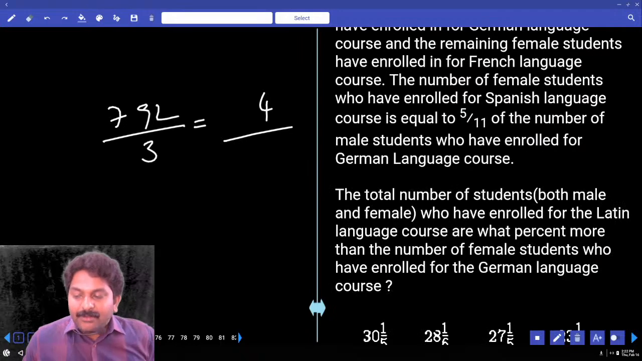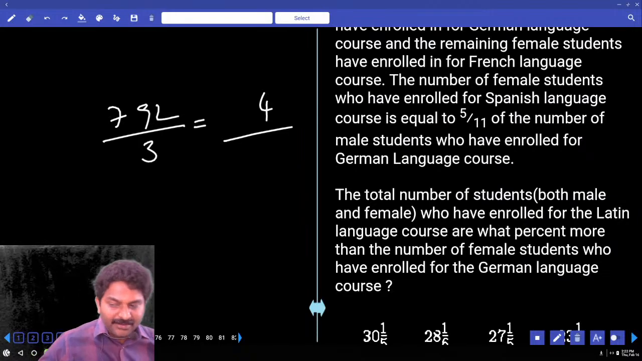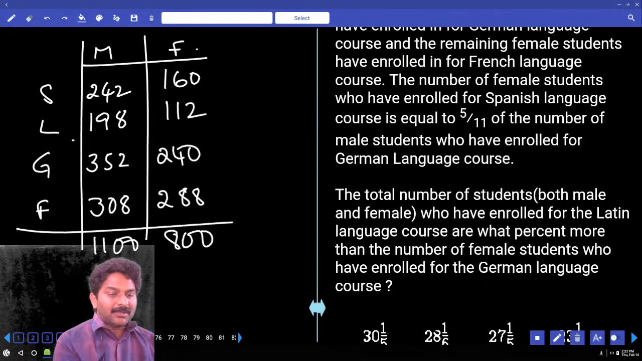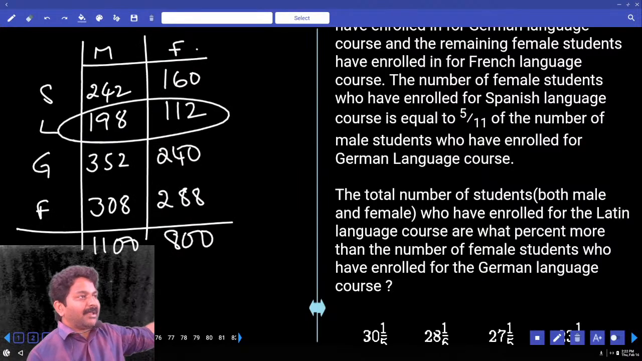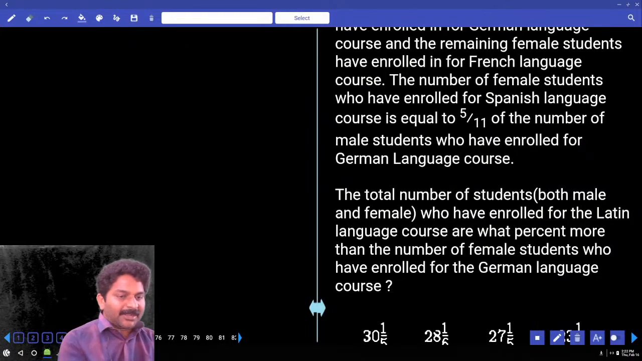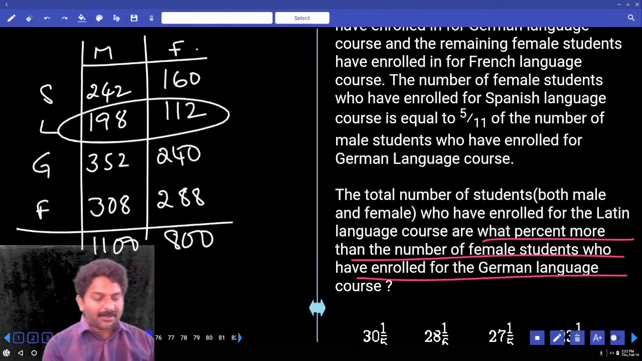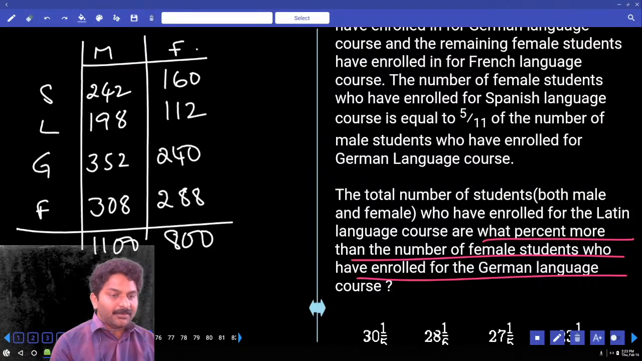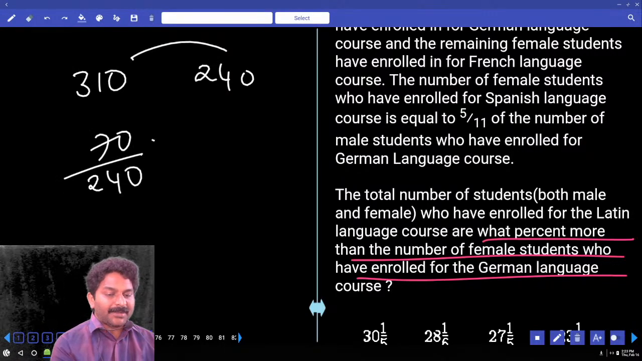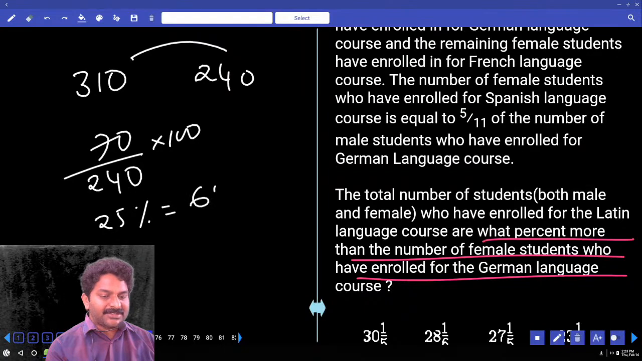Total number of students who have enrolled for Latin language course are what percent more than female who have enrolled for German language? Latin students, that means we need to add both. First number I want to make round figure, 2 is required, take that from the other number becomes 110. Total it becomes 310. Is what percent more than female enrolled for German? Female enrolled for German, 240. This is how much more? 70 more. Upon 240.